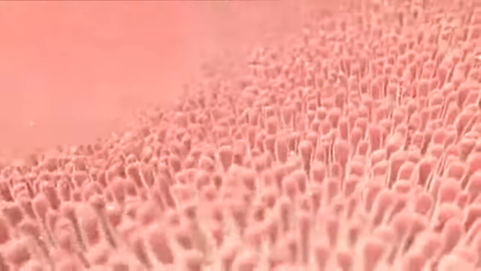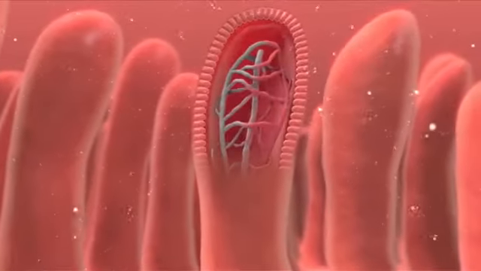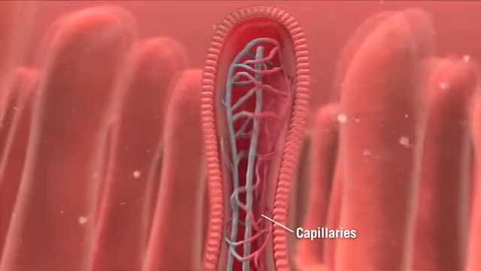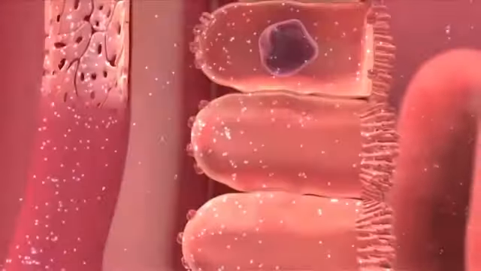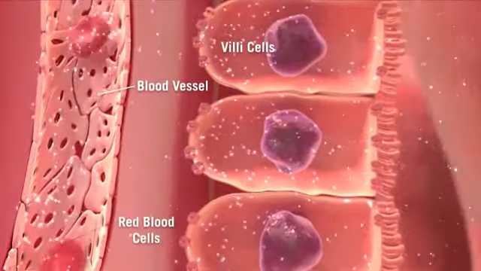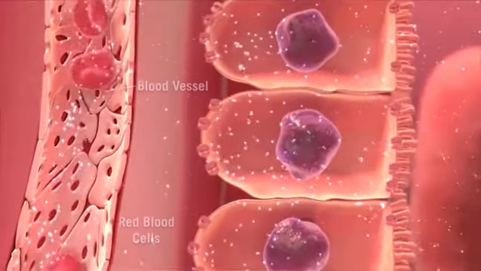They are tiny finger-like parts that line our small intestines. Inside the villi, we can see tiny blood vessels. Looking even closer, we can see the cells that make up the villi walls. Molecules from the food we eat can pass through the villi cells into the bloodstream.